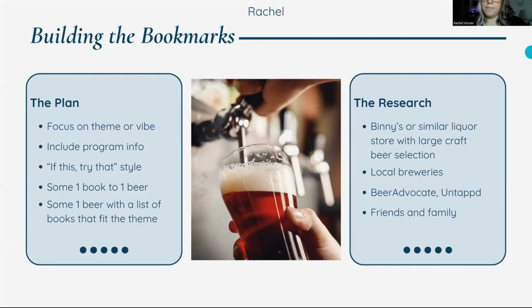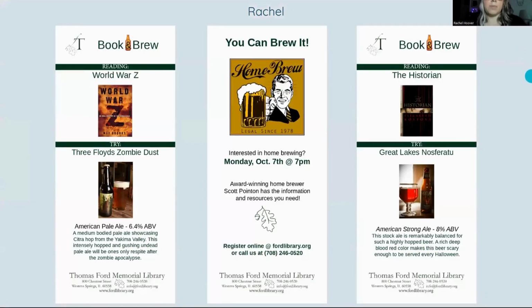Next slide, please. So these are examples of the bookmarks that I made to go with the display. On each of them, I included the beer and some details about it, and like I said, either a single book or a group of books. On the back, I have the program information in the middle. So on these examples here, you'll see that I paired World War Z with Three Floyds Zombie Dust.